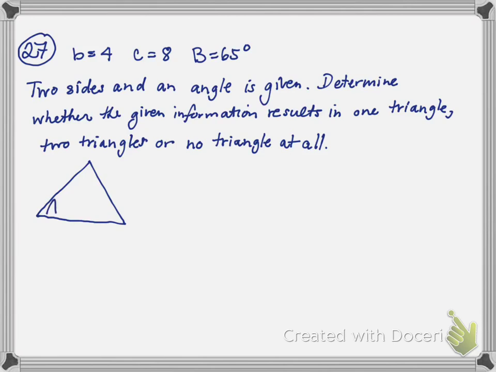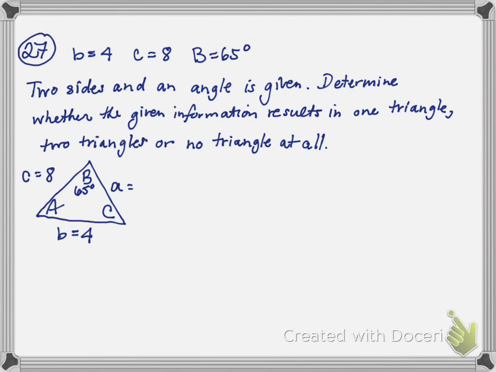So let's go ahead and establish a triangle. And I'm going to put angles A, B, and C in there. Side A is across from angle A, side B is across from angle B, and side C is across from angle C. We're given that B equals 4, C equals 8, and angle B is 65 degrees.